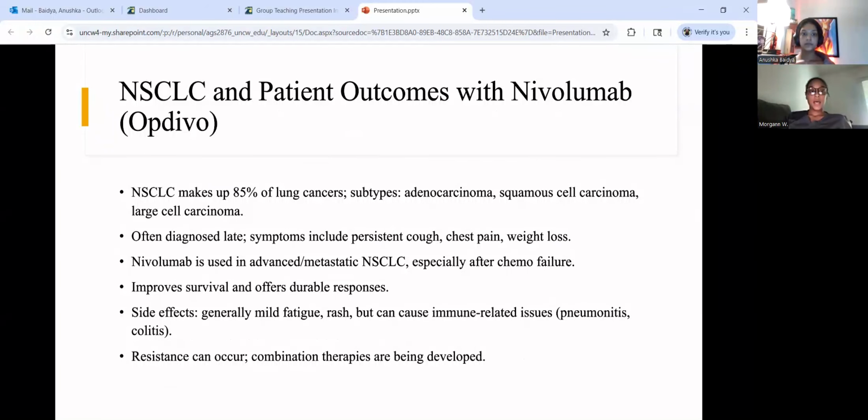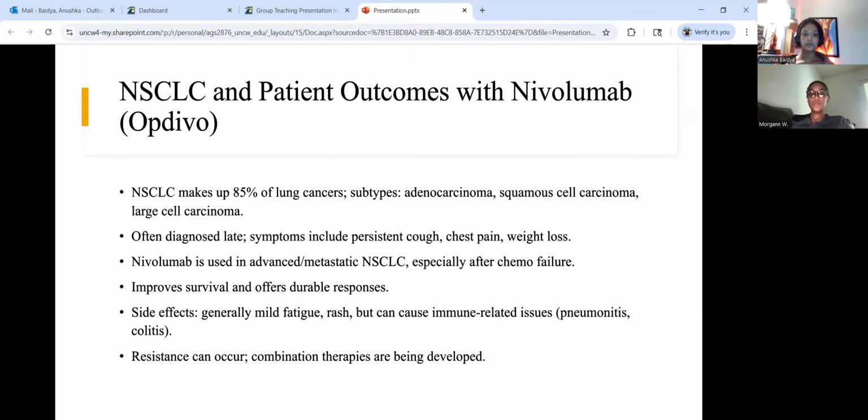And then lastly, it just talks about a little bit of the more realistic approaches to Opdivo. Since NSCLC makes up 85% of lung cancers, that means that a lot of the lung cancers that people have are most likely non-small cell lung cancers, falling into any of the subtypes. As we mentioned before, because it is such a slowly progressing disease, it is often diagnosed later down the line. And 9 times out of 10, patients do not recognize it, or it's not diagnosed until symptoms have presented themselves, such as cough, chest pain, weight loss, etc.